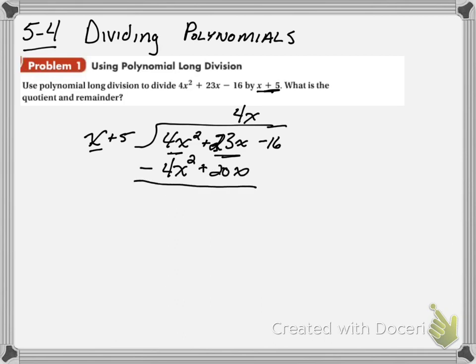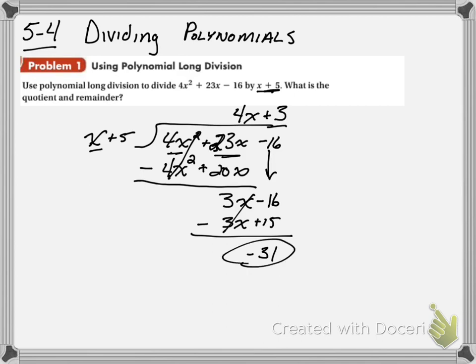And now we subtract. So what's 4x squared minus 4x squared? It's gone, hence why we're dividing like that. 23x minus 20x is 3x. And then bring down that 16. Okay, so now how do I make x be 3x? Well, 3 times x is 3x, so I'm going to multiply by 3 here, or divide by 3, I'm sorry. Then 3 times x is 3x. 3 times 5 is 15. Subtract. That cancels again, which is what I'm trying to do. And I get negative 16 minus 15 gives me a negative 31. So negative 31 is my remainder.